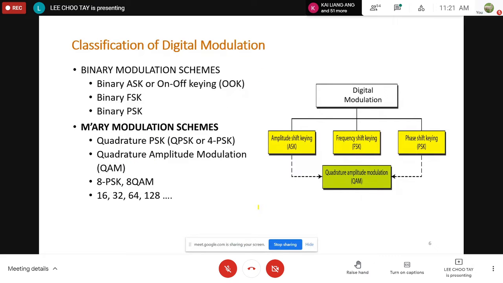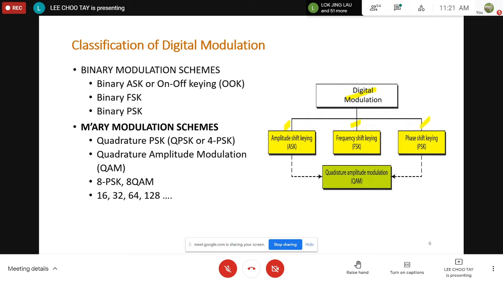These are the three basic classes of digital modulation techniques: amplitude shift keying, frequency shift keying, and phase shift keying. Amplitude shift keying is similar to AM, amplitude modulation, where the amplitude of the carrier carries our digital information. In frequency shift keying, it is the frequency of the carrier that carries our information. We represent one with one frequency, and zero with another frequency.